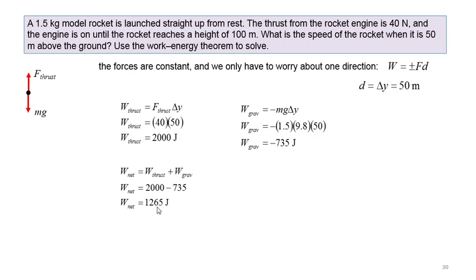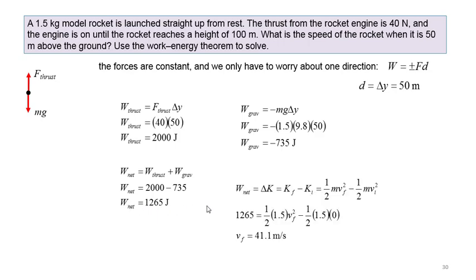This is the net amount of work being done on my object. And that total amount of work being done on my object is equal to my change in kinetic energy, which is 1/2 mv final squared minus 1/2 mv initial squared. So here I've set my net work equal to my change in kinetic energy. I plugged in my mass, and I plugged in that it's starting from rest, so v initial equals 0, and I can solve for v final.